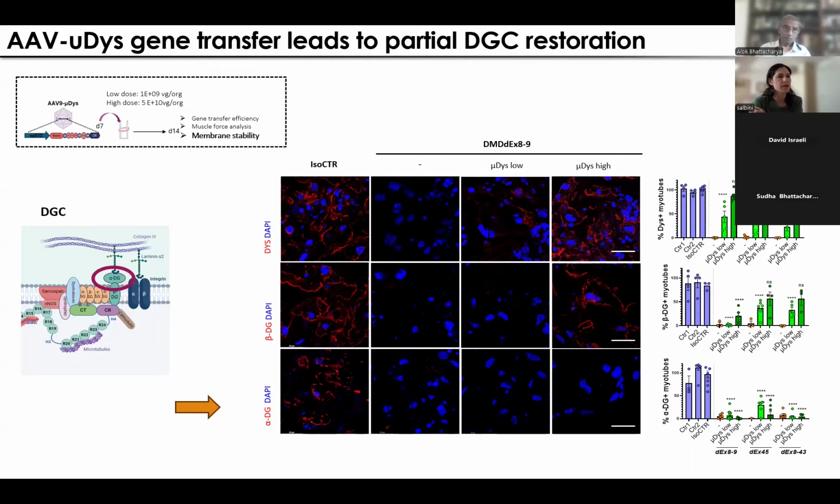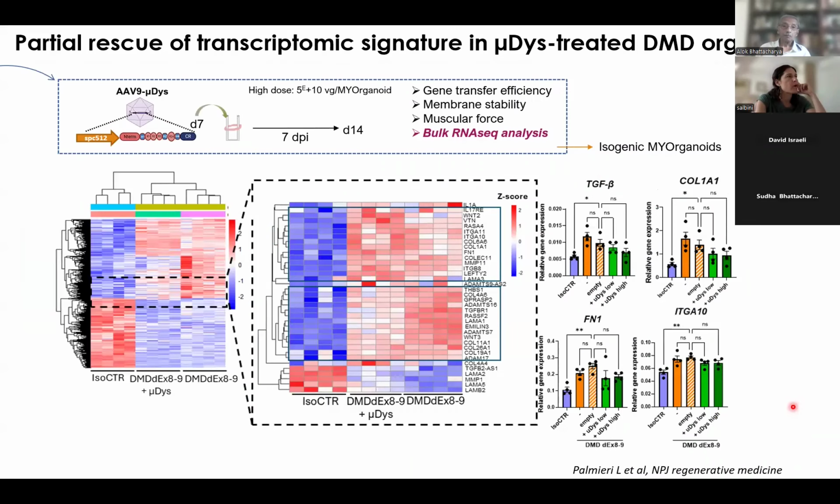And you can see here that although in the optimal condition, in the high dose, we have a total restoration of dystrophin, the restoration of alpha and beta dystroglycan is not complete, especially for alpha dystroglycan. This was kind of unexpected, because we see an amelioration of the phenotype and of the muscle force, but the complex is still not completely restored. And at the same time, we also saw a partial rescue of the transcriptomic signature.